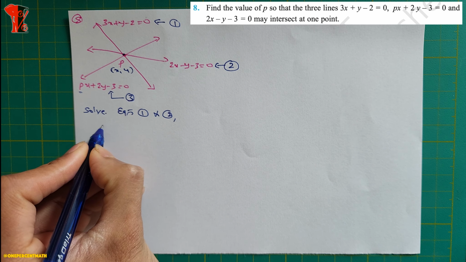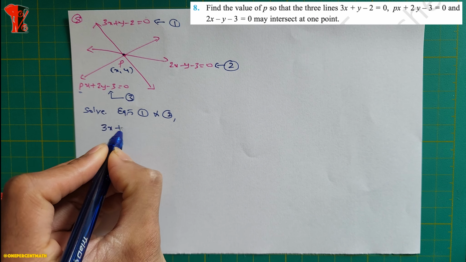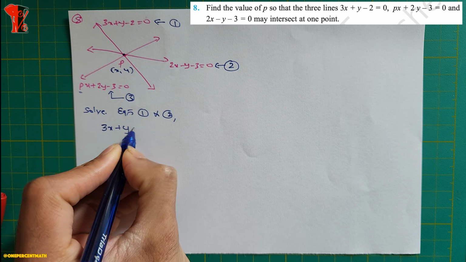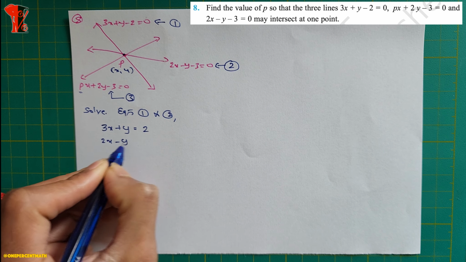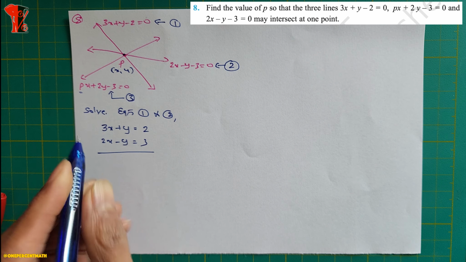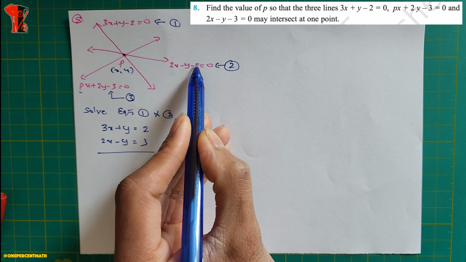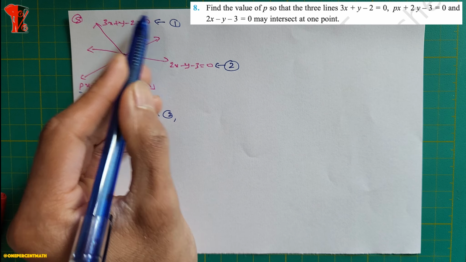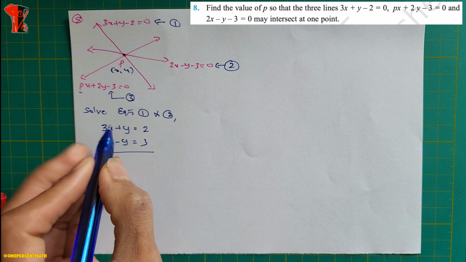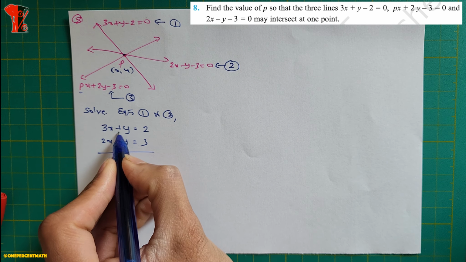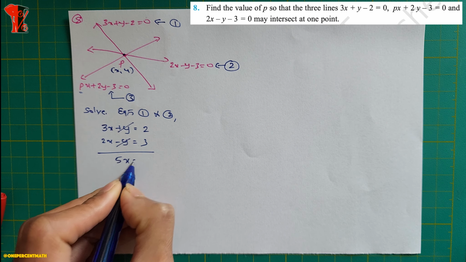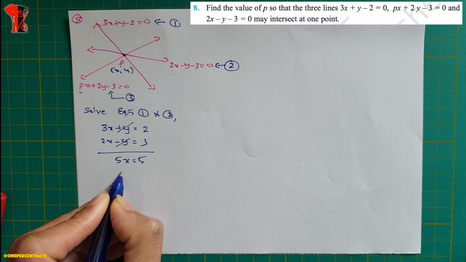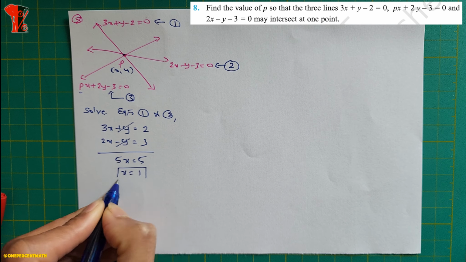So 3x plus y, let me take 2 to the other side, so I'll be getting 2. Now here it is 2x minus y is equal to 3. You understood what I have done, right? I shifted this minus 3 to the other side, I got plus 3, minus 2 to the other side, I got plus 2. Now go for elimination. So y and y we can cancel. 3 plus 2, 5. 5x is equal to 5. So x is equal to 1, correct?